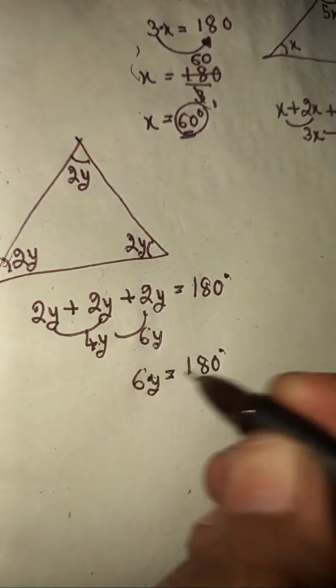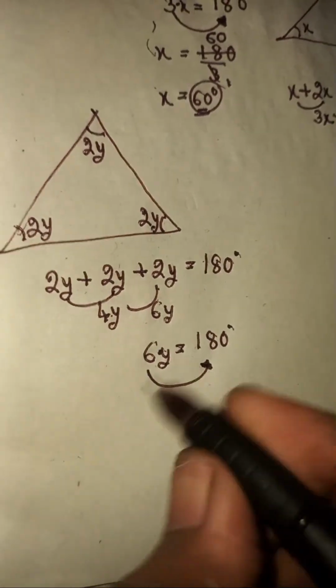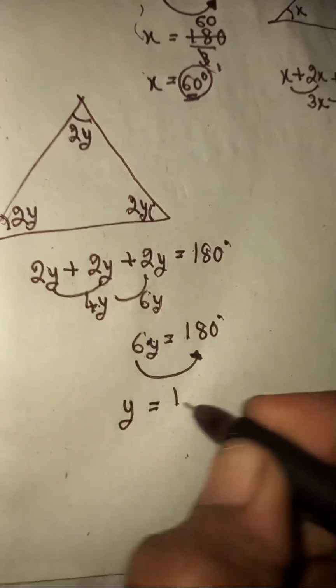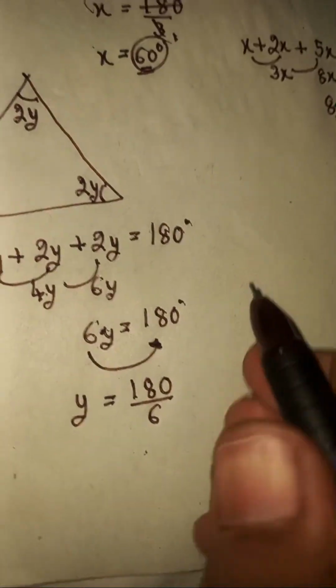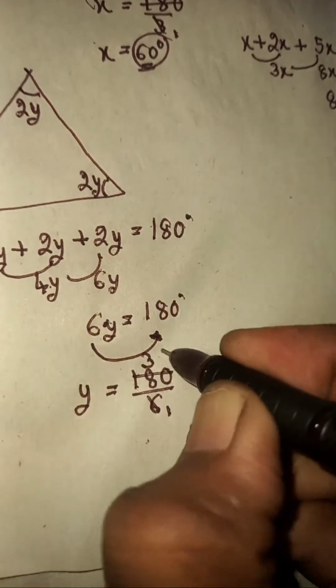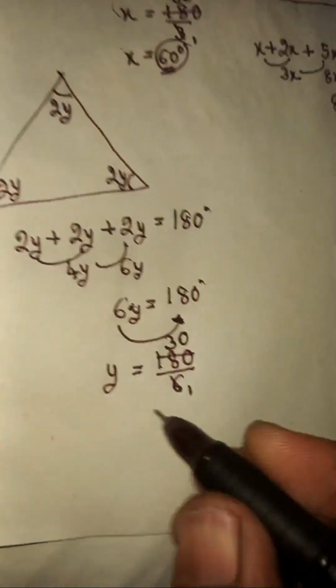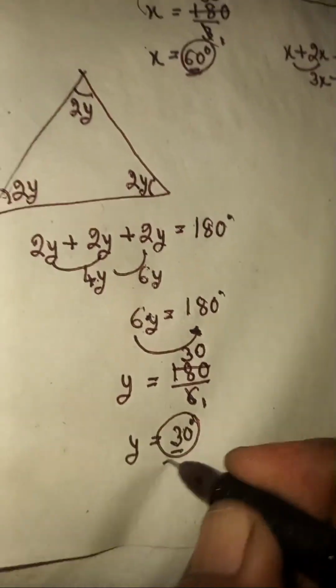6y can be written as 6 times y, and when 6 comes here, it comes in the denominator. So y equals 180 by 6. And this you can divide: 6 1 times, 6 3 times is 18, and again 6 0 times is 0 comes above, that is y equals 30 degrees.